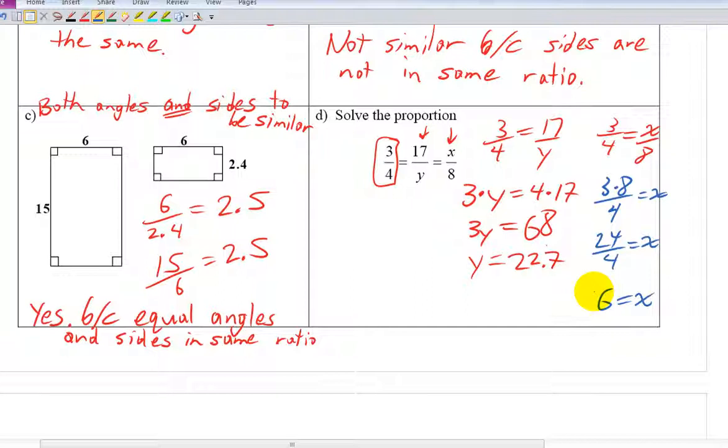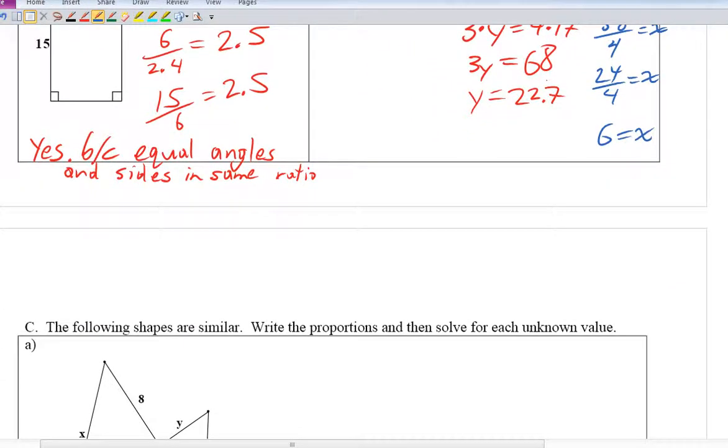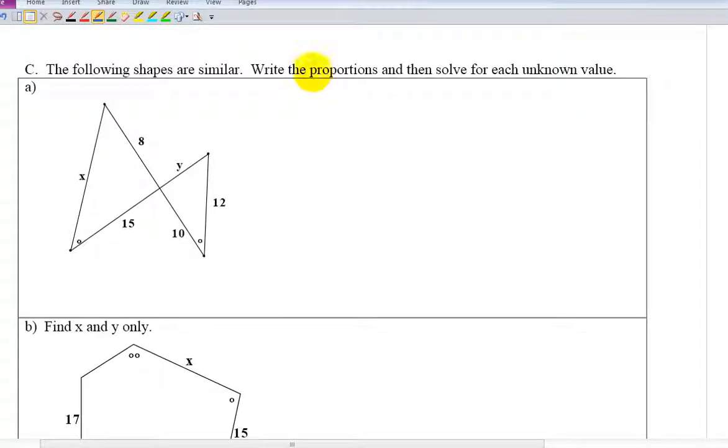Yes, sir? Can you take 3 divided by 4 and times 17 by that, or does it not work? Not for this one, no. Because y is in the basement, that's not going to work. You've got to get y out of the basement first. Okay? But for this one over here, because x is on top, that would work, because the opposite of dividing by 8 is multiplying by 8. Okay? All right. Any questions? Good. Next. So you have to write proportions, then solve. So which triangle do you want on the top? The left or the right?